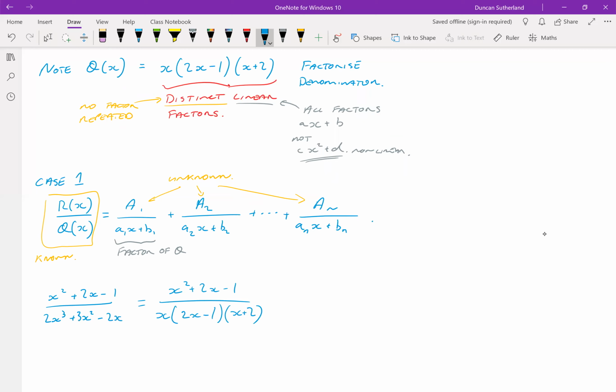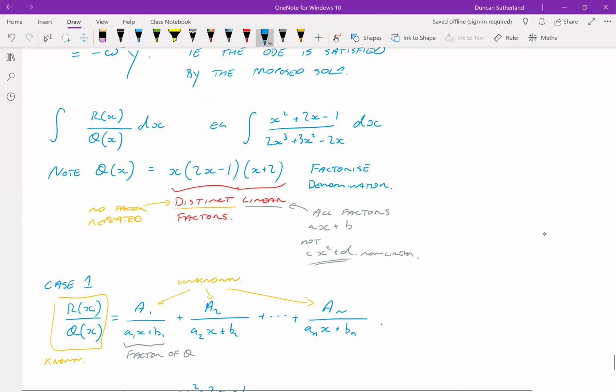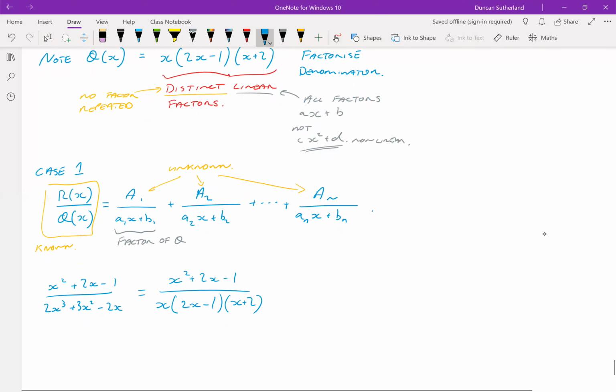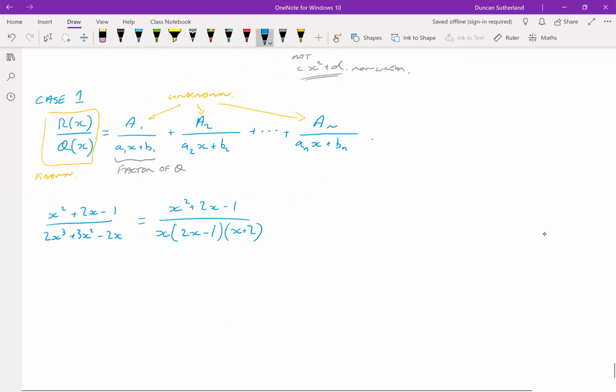Incidentally, to factorize the denominator, all you've got to do is divide. Notice there's a common factor of x, so you can pull that factor out. Then you'll get x times 2x squared plus 3x minus 2. You solve that quadratic. Factoring a polynomial should be high school stuff. All right, so now our partial fraction decomposition.